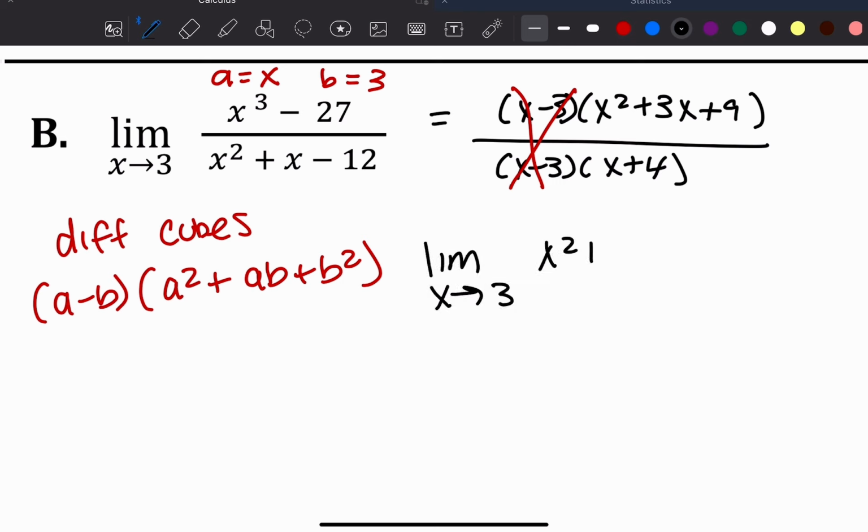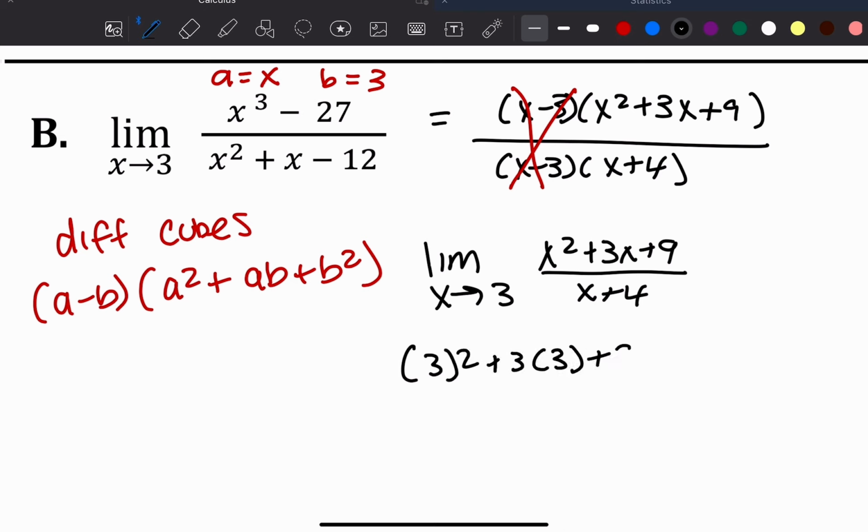of x squared plus 3x plus 9 over x plus 4, which means I have 3 squared plus 3 times 3 plus 9 over 3 plus 4, which gives me 27/7.